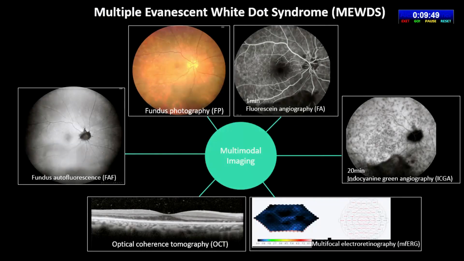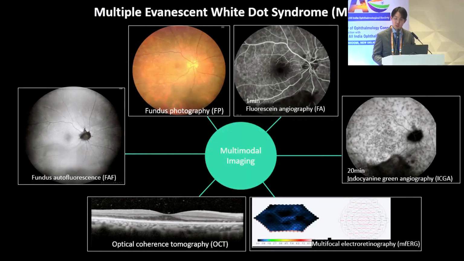So my talk is on comprehensive multimodal imaging. Here is an example of the application of multimodal imaging to multiple evanescent white dot syndrome. Fundus photography, fluorescein angiography, indocyanine green angiography, fundus autofluorescence, OCT, and multifocal ERG are combined to evaluate and monitor the disease.